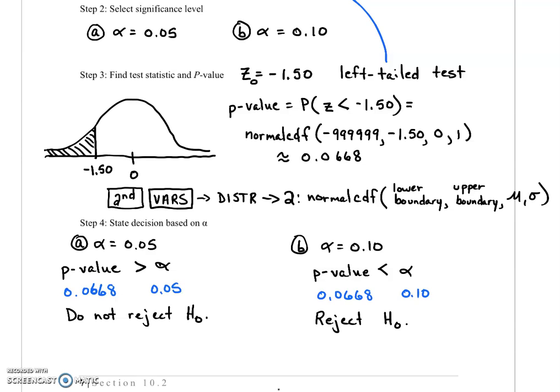So that's how you do these if you're given a test statistic and you need to figure out the p-value. First, figure out whether it's right-tailed, left-tailed, or two-tailed, and then use normal CDF to figure out the appropriate probabilities.